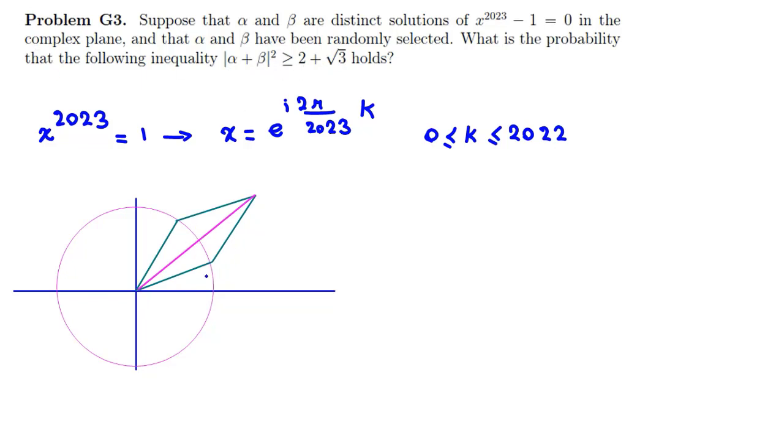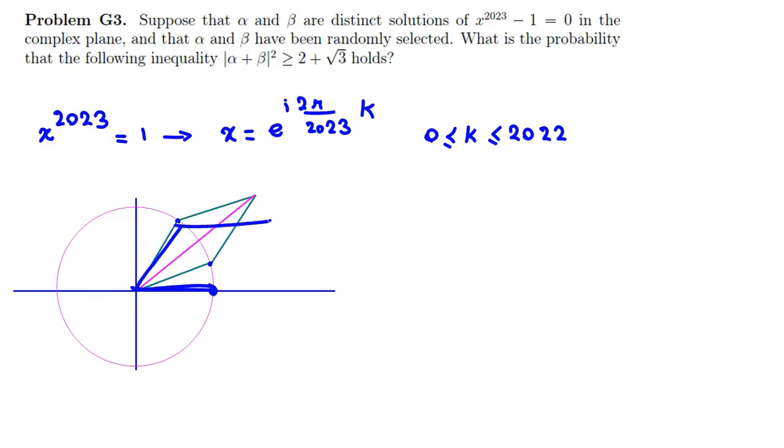Now let's focus on finding this length. For calculating this, there are two roots. We want to see under what case this length squared is greater than or equal to plus root 3. Without loss of generality, we can consider one of the roots is this, and the other one is here.